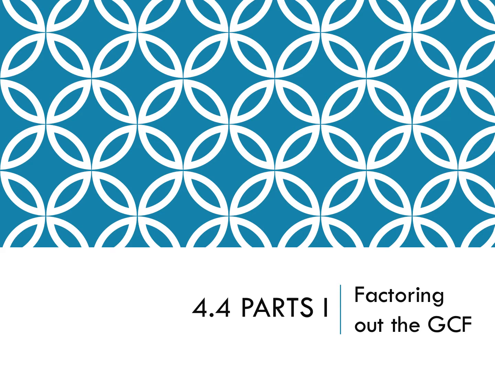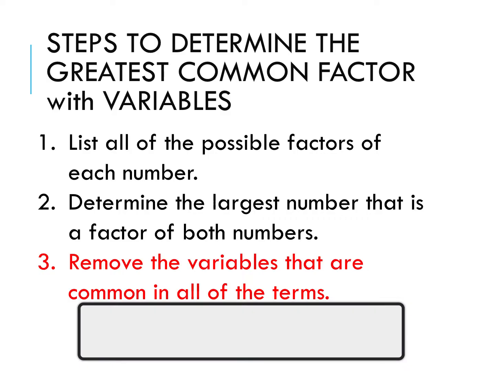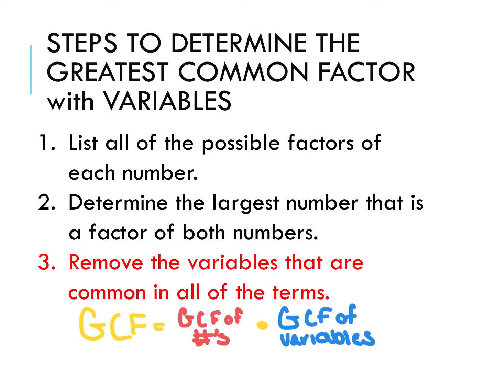In this video, we will discuss determining the greatest common factor involving variables. First, to determine the greatest common factor of variables, we start with the same process of listing all the possible factors and determining the largest number that is a factor of both numbers. However, you're also then going to remove the variables that are common in all the terms, and we rewrite it as the expression shown at the bottom. So we write it as the greatest common factor of the numbers times the greatest common factor of the variables, which combines to our overall greatest common factor.